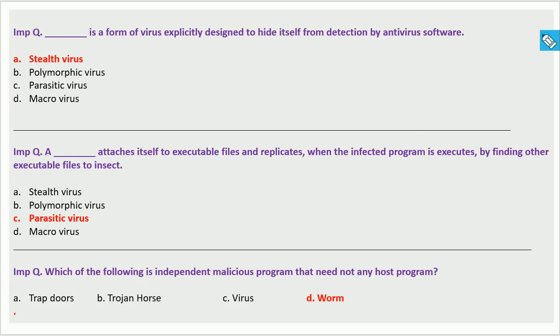Yeah, so the next question is again related to the types of viruses we have. This is also a very important question from the security point of view, basically. Okay, so which is a form of virus explicitly designed to hide itself from detection by antivirus software? Although we are using the antivirus software, that antivirus software will not be able to detect that virus. What is the name of that virus?